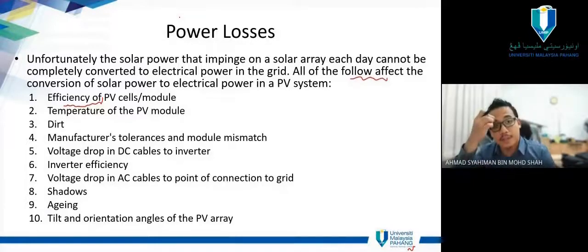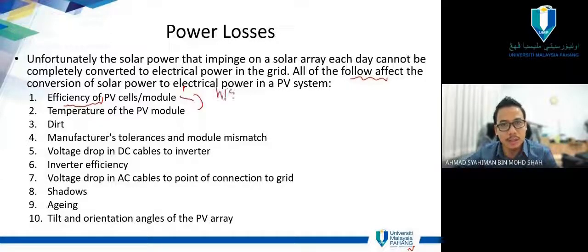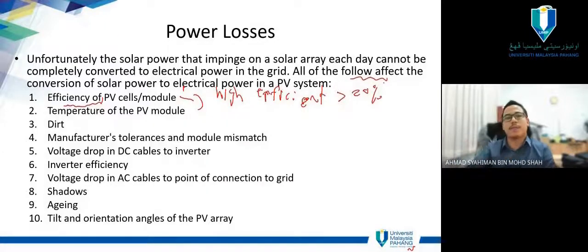So efficiency of PV cells or modules, that's why people are looking for high efficiency. I think confirm more than 20% conversion efficiency of PV module at minimum, okay, 23, 24, 25 maybe, or more than that. And the next one is the temperature of the PV module. We know already, we have learned lots before.